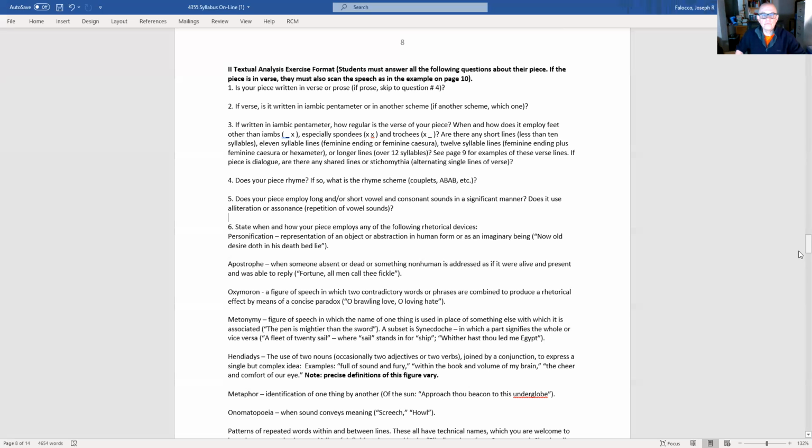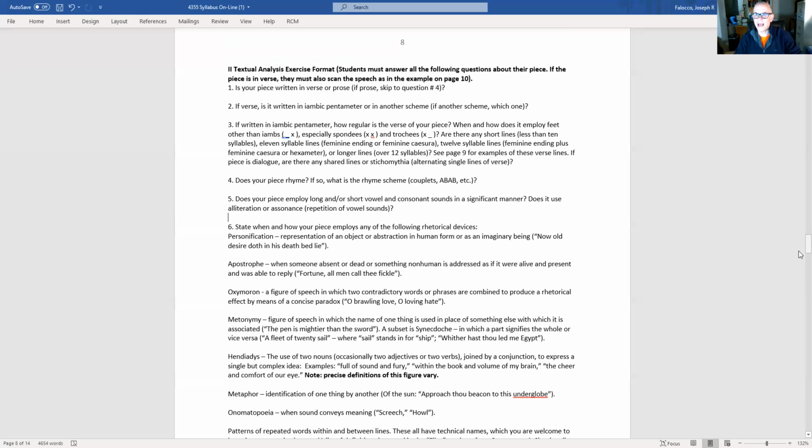Number 5. Does your piece employ long and/or short vowel and consonant sounds in a significant manner? Boy, this question confuses students. It confuses them so much, at times I've been tempted to no longer ask this question, but it's so important, I can't let it go. But the reason we have so much trouble with this is because in the English department we don't do much work with sound. We don't do much work with phonetics.